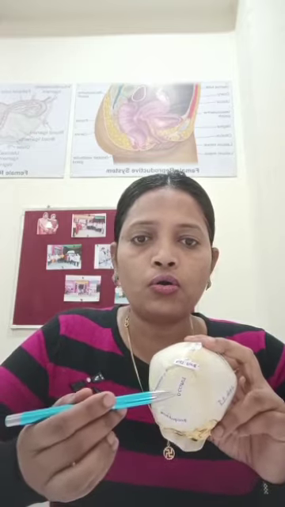Now, overall there are two frontal bones, two parietal bones, two temporal bones, and one occiput bone.